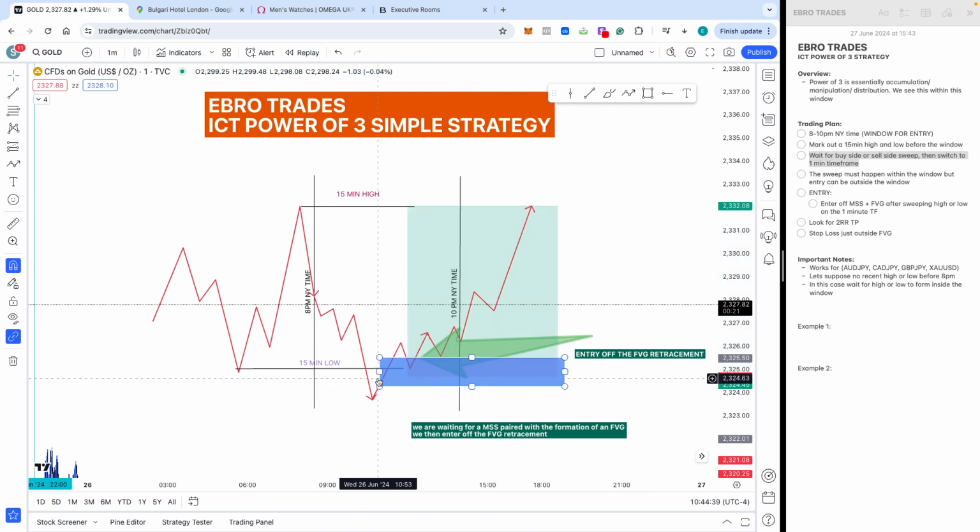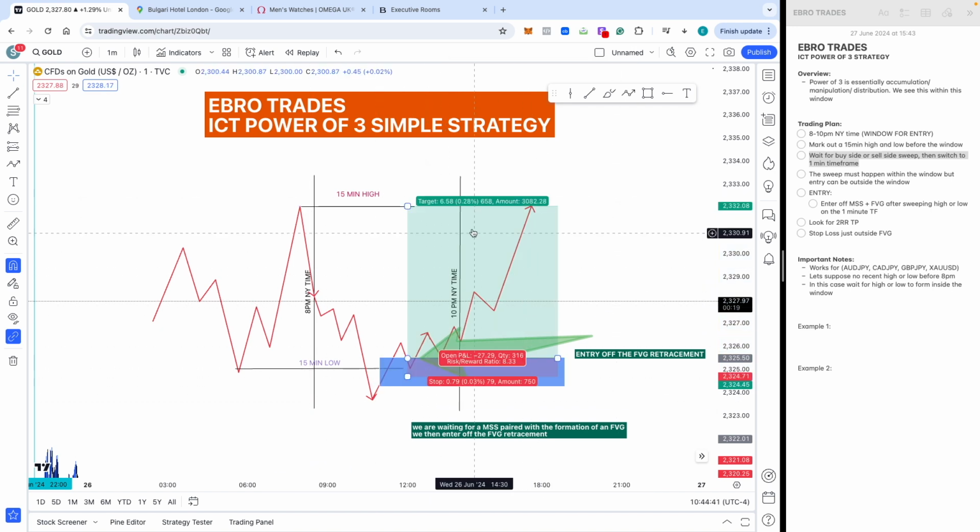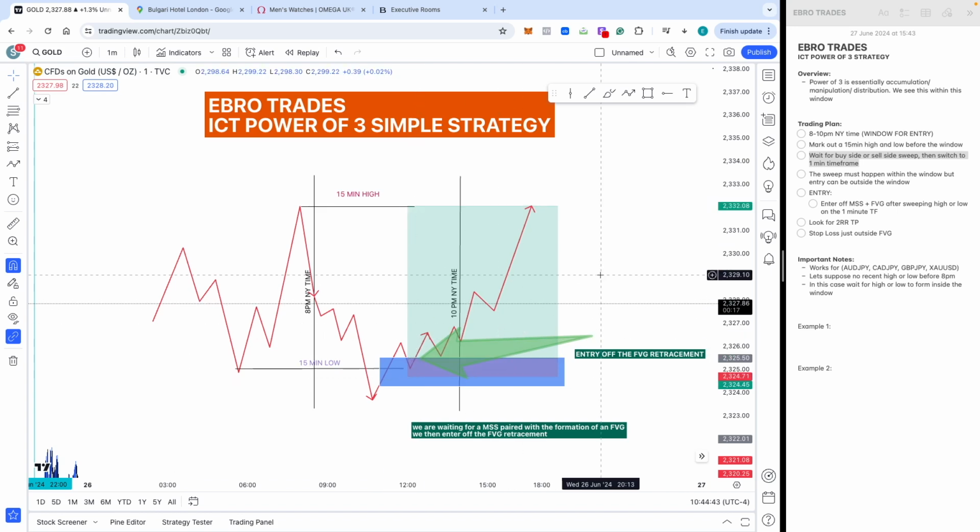So if we've swept the sell side, we are now targeting the buy side. If we've swept the buy side, we're targeting the sell side. I'm a really conservative trader.